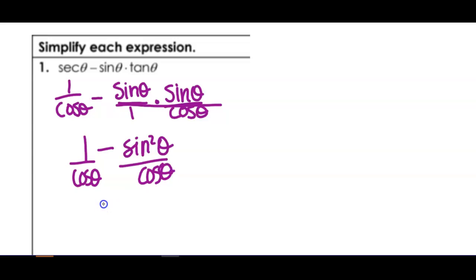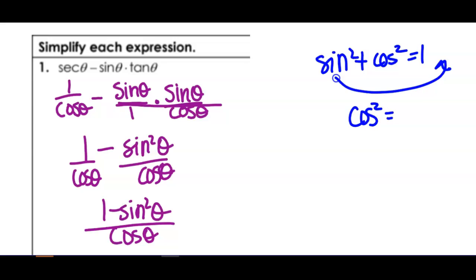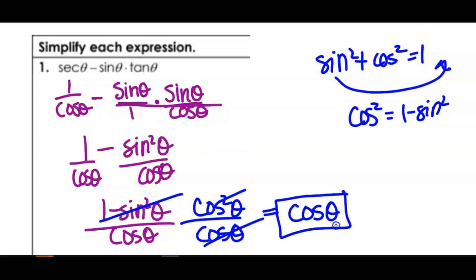But then we can combine them. And remember this guy? Sine squared plus cosine squared equals 1. So if we were to subtract this over here, you would have cosine squared equals 1 minus sine squared. Just reminding you. So therefore we can trade that out for a cosine squared. And one of these will divide out one of these, and we just get a cosine. Okay, so that mess we started with simplified down to a cosine.